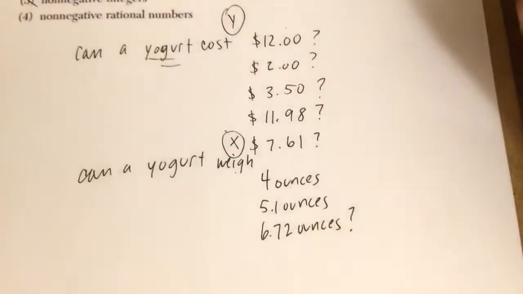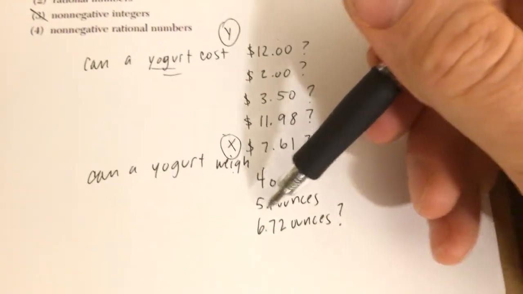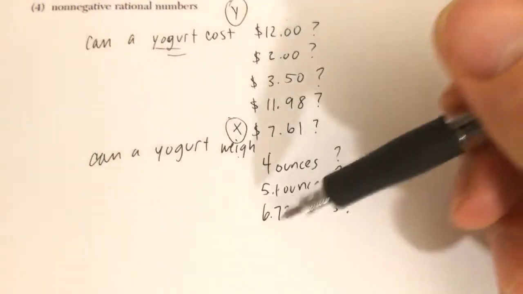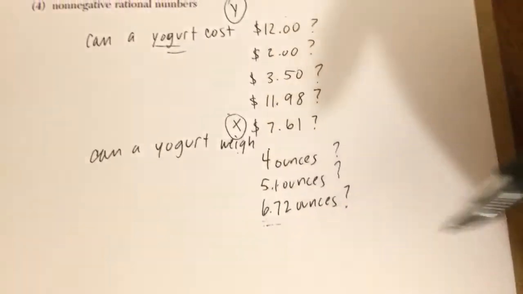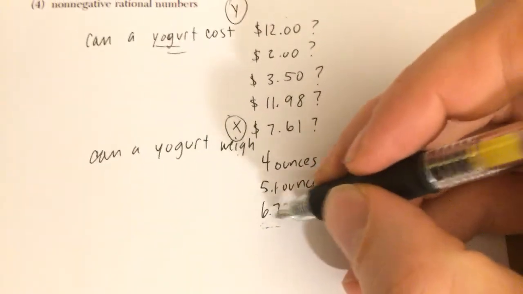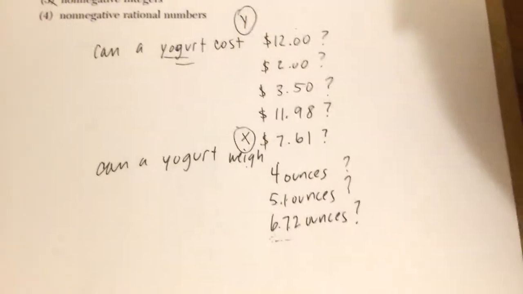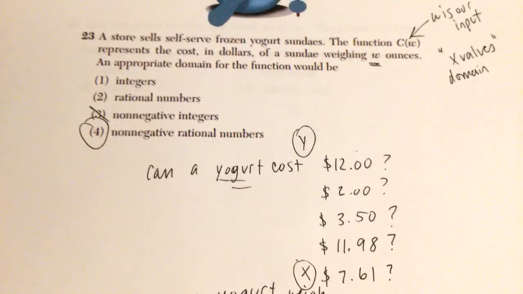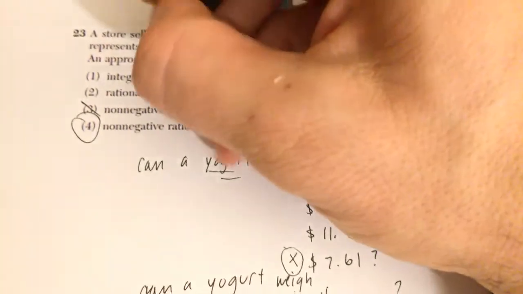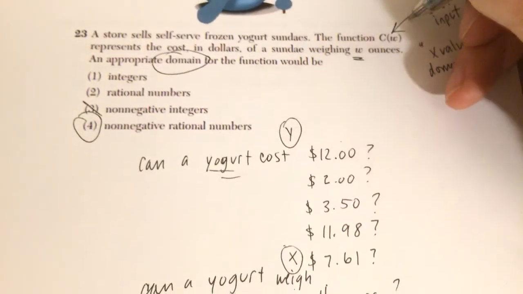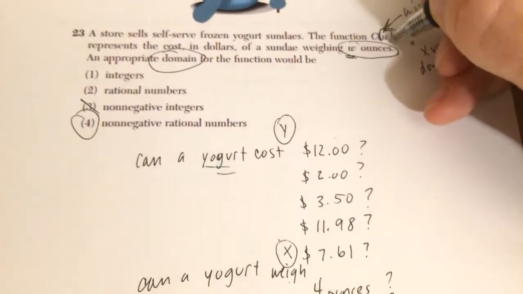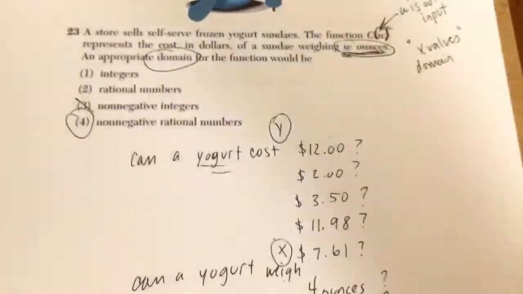This is our domain. So can a yogurt weigh 4 ounces? Can it weigh 5.1, 6.72? The point I'm trying to make is that the weight doesn't have to be an integer. It could be a decimal. It can be 6.72. Unfortunately, it can't be negative. So the right answer here is choice 4. It's a non-negative rational number when you're talking about the domain. And domain is the input. And what you're inputting is inside these parentheses, and it tells you right there what you're looking at.